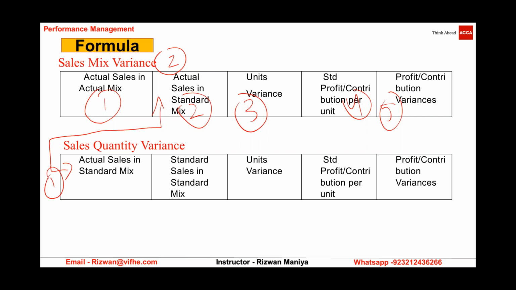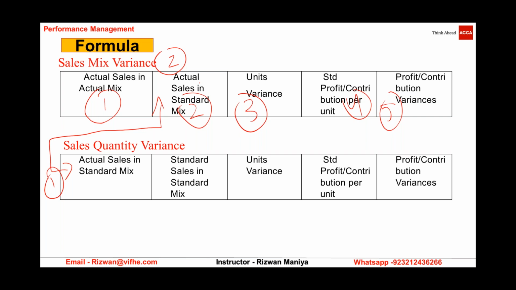What's your message, Rabia? Okay. Sales manager controls the mixed variance. Yes. But there could be factors outside his control as well.